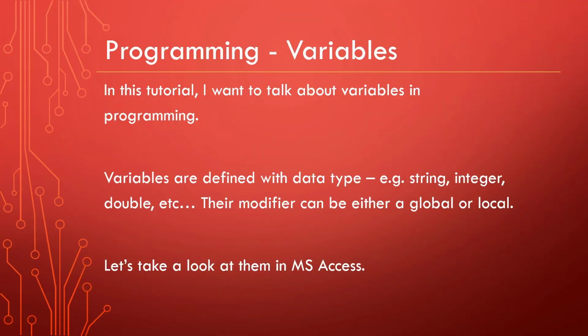So in this video, I want to talk about the variables in programming. They are defined with data types such as string, integer, double, date, etc. And their modifier can be a global or local. So let's take a look at them in MS Access.